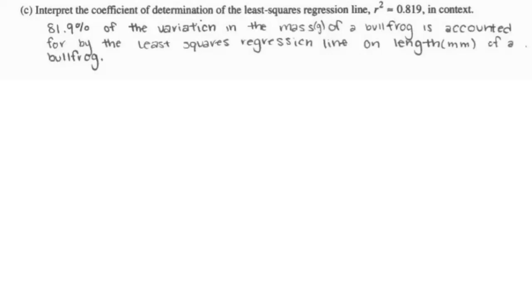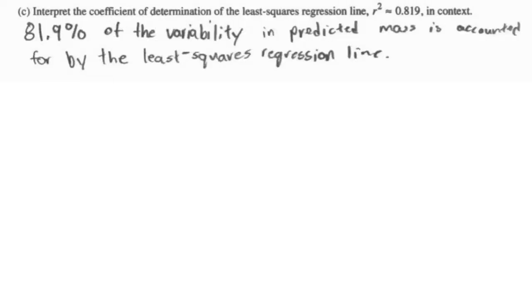89% of the variation in mass is accounted for by the least squares regression line, because they don't have the response variable there. They have only one of the two variables mentioned. So they did not provide a complete explanation of what r squared is. While they did use context, they didn't have both variables here. R squared is talking about the relationship between the explanatory and the response variables.